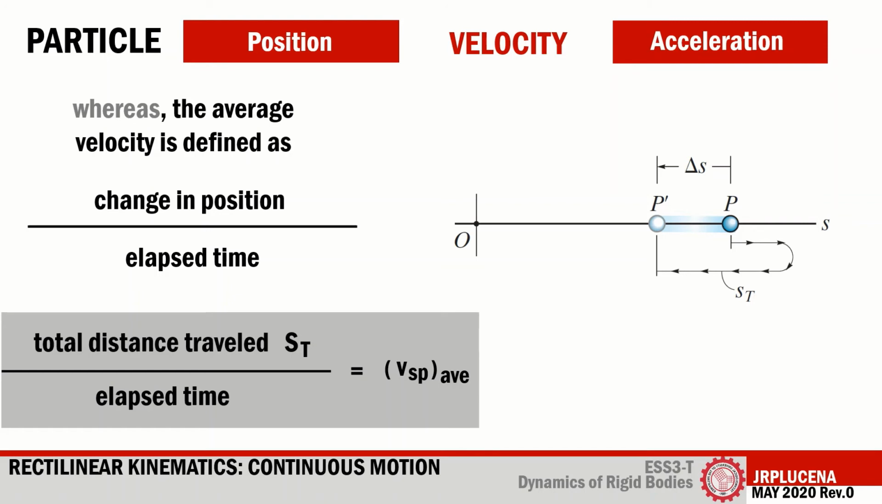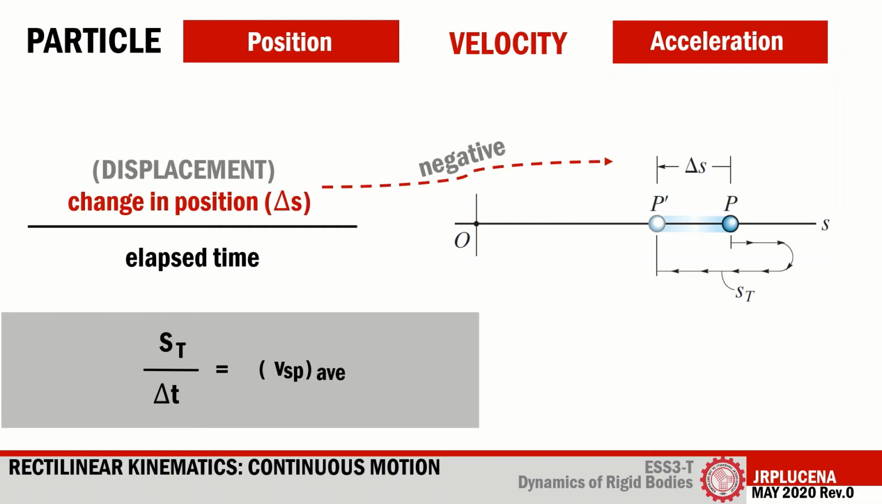So the total distance traveled s_T over delta t is again the speed, but velocity is defined as change in position over elapsed time. So do not be confused between velocity and speed. Displacement is simply the change in position, so if the displacement is negative, your velocity is negative. It's because of the sign convention of the displacement.